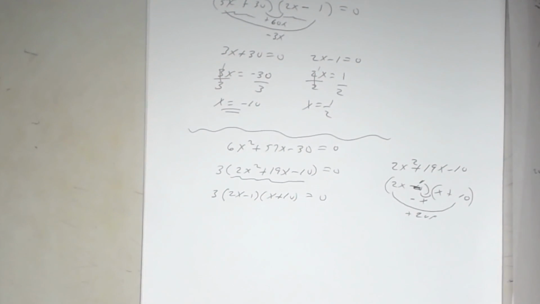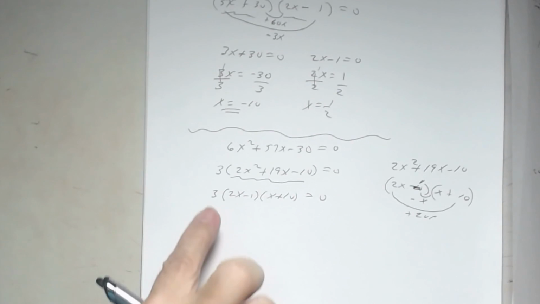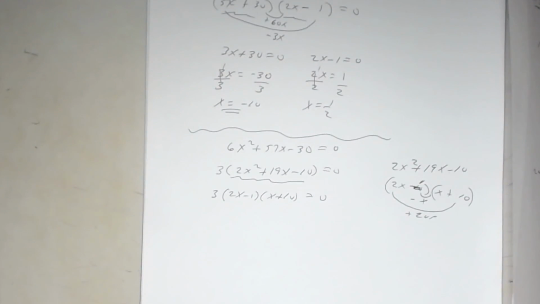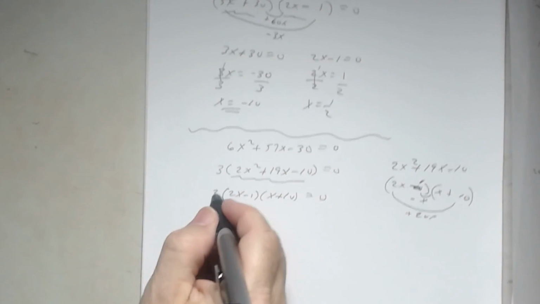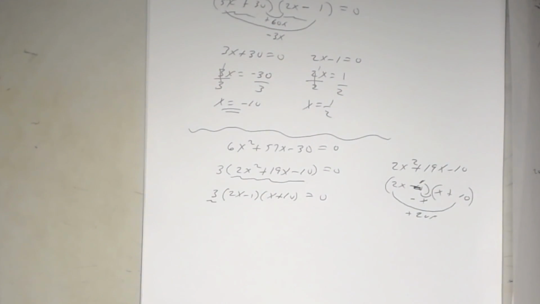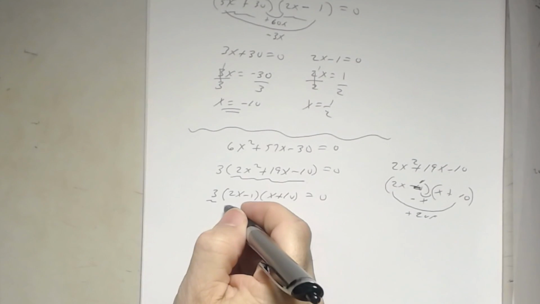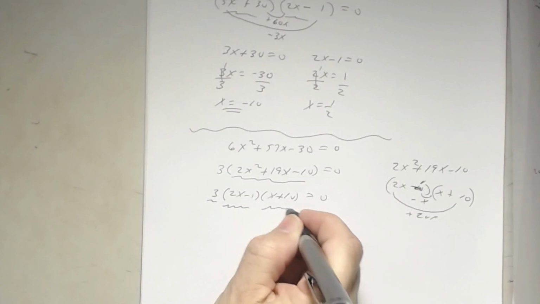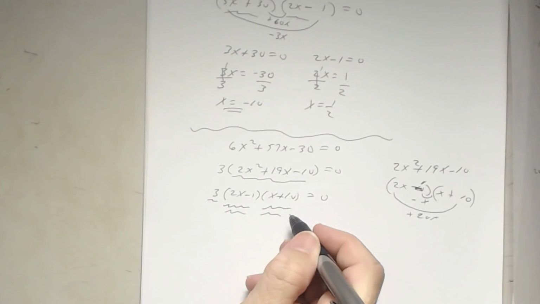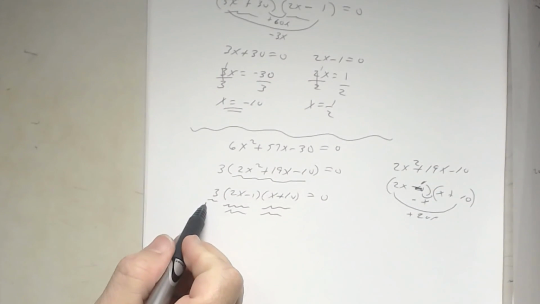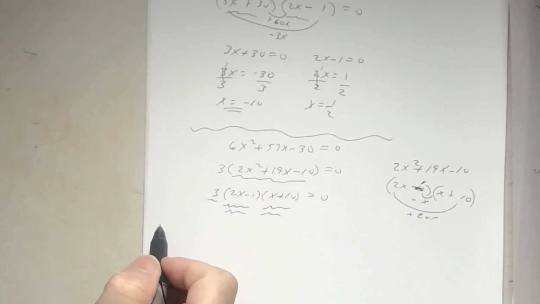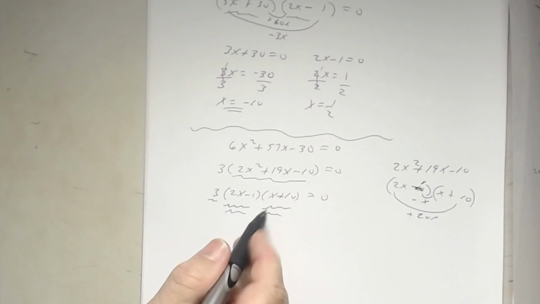Okay? Now, how many factors do you see here? 3. There are 3. But one of them can never be 0. The 3 can never be 0. It's always going to be what? 3. So the only factors that are going to help me are the ones that contain the variable. These are the only 2 factors that contain the variable. This factor is 3. 3 can never equal what? 0.